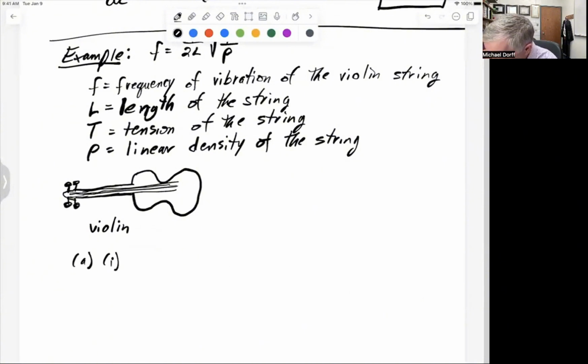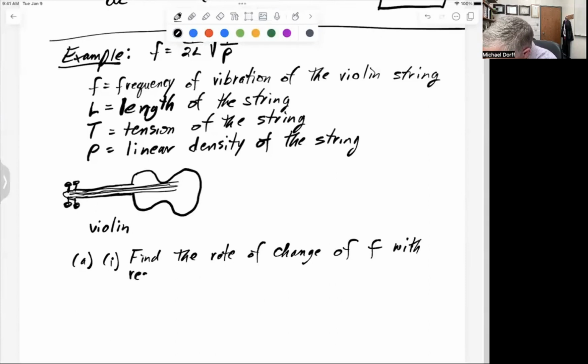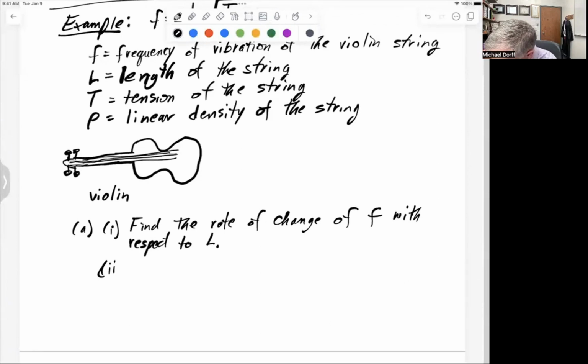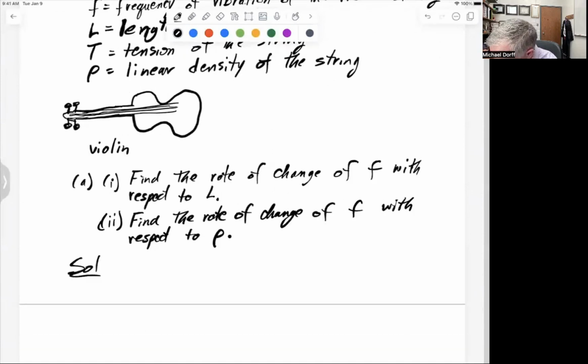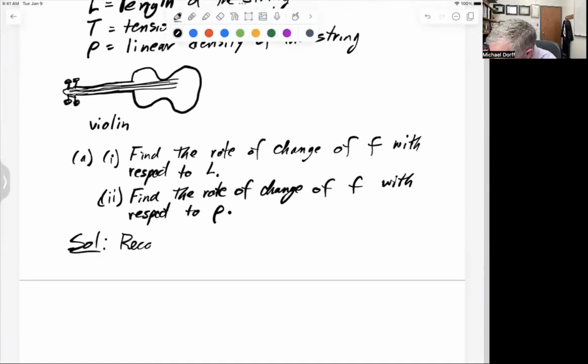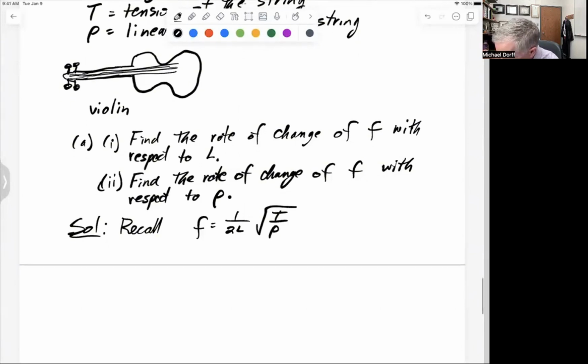We're going to find the rate of change of the frequency, so that's f, with respect to L. Okay? And then we'll do part 2. Still trying to find a pen cover that works. Find the rate of change, there we go, of f with respect to rho. So we got those two parts here. So we've got this formula, and this formula is F equals 1 over 2L square root of T over rho, or P. I don't think of it that way.